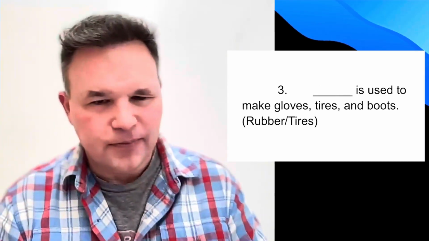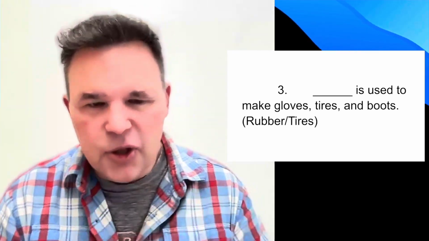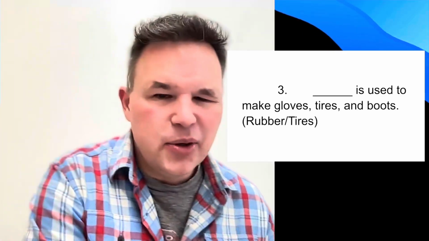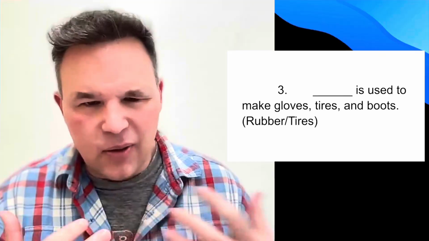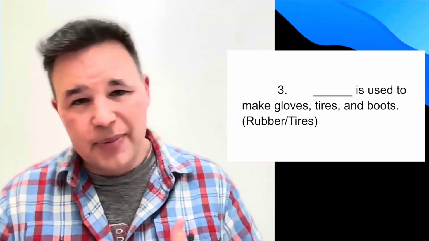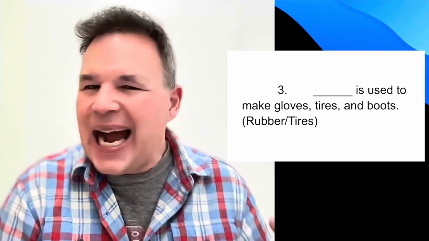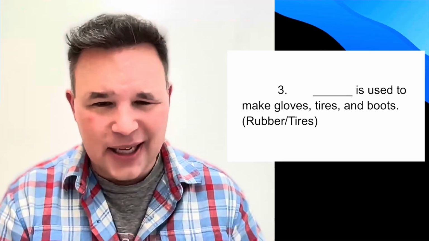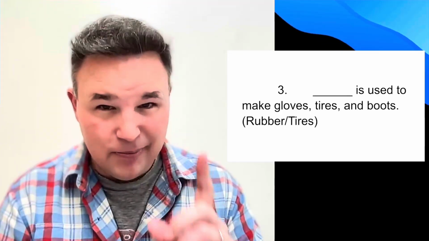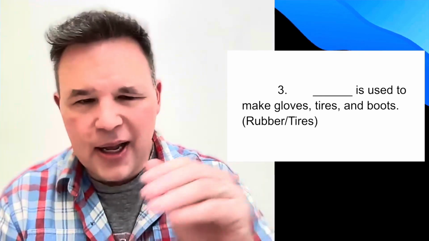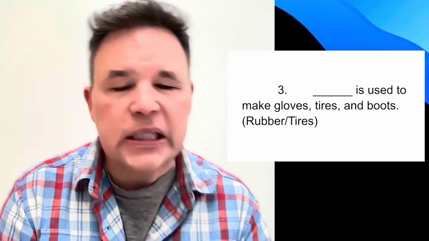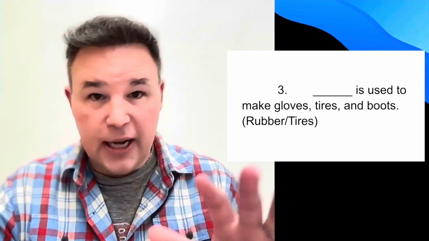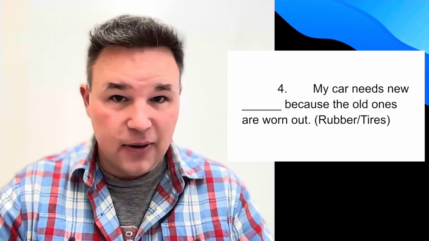Number 3, blank is used to make gloves, tires, and boots. Would that be rubber or would that be tires? Well, I mean, tires is part of the question, so I don't think we should answer tires. Instead, I think rubber makes the most sense. Rubber is used to make gloves, tires, and boots. 3 for 3. Have you gotten all 3 correct so far?